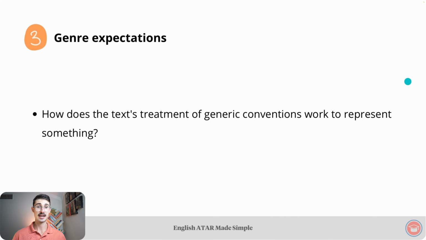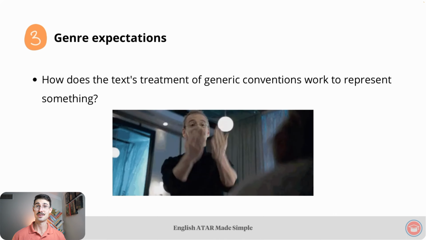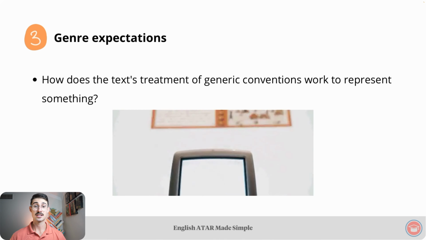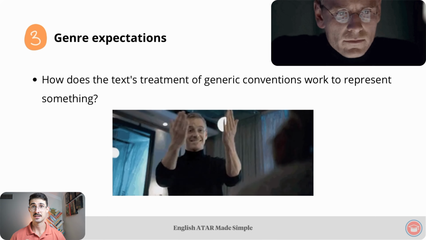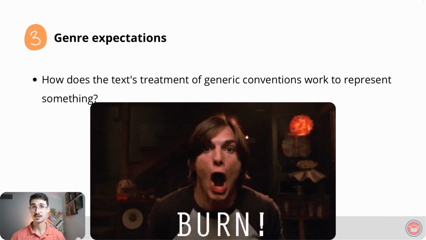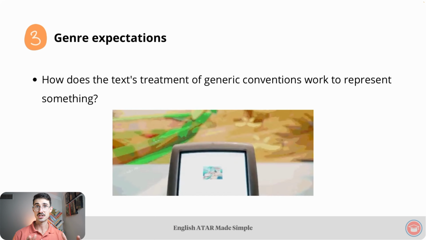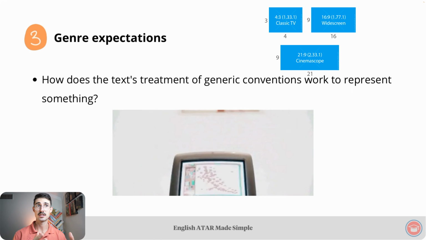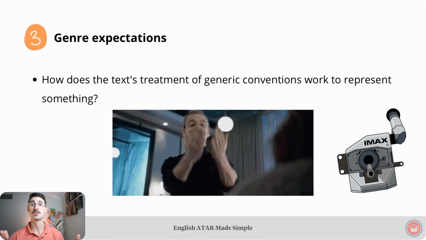Our question is: how does the text treatment of generic conventions work to represent something? An example is Steve Jobs. Danny Boyle is the director of this Steve Jobs movie, the one starring Michael Fassbender, not the one starring Ashton Kutcher. It's conventional for movies to use one format, such as using the same aspect ratio throughout or using the same camera, such as the same type of film camera or a digital camera.